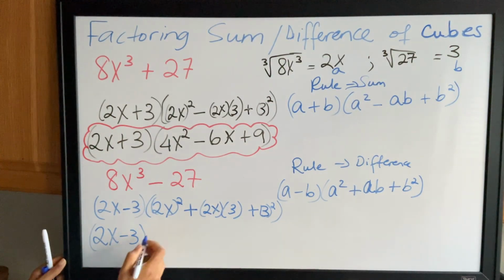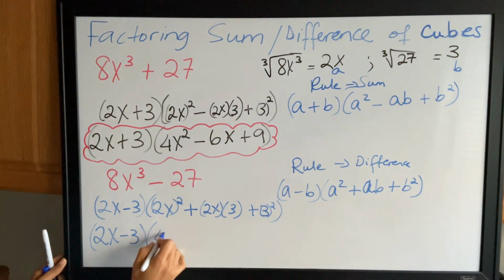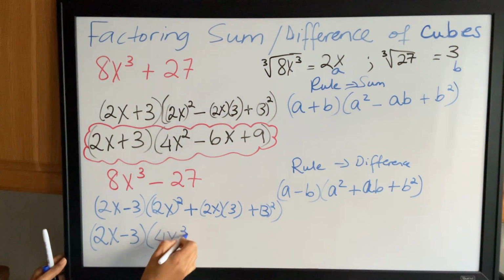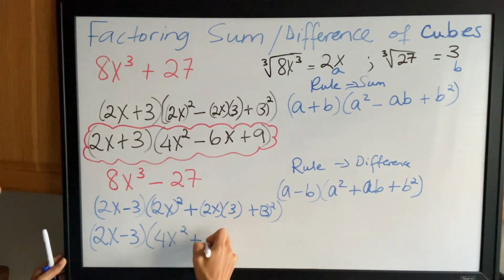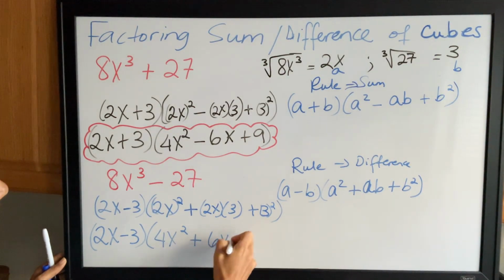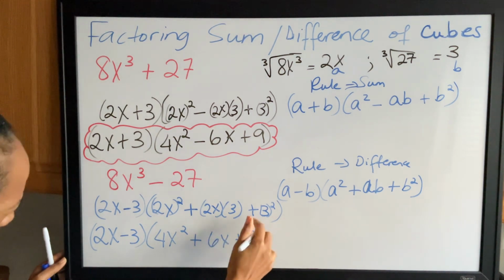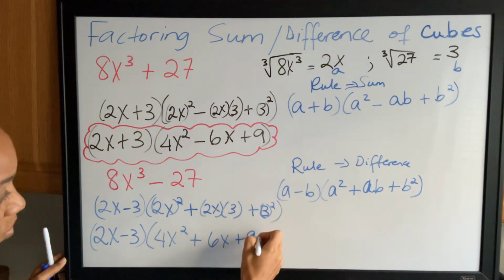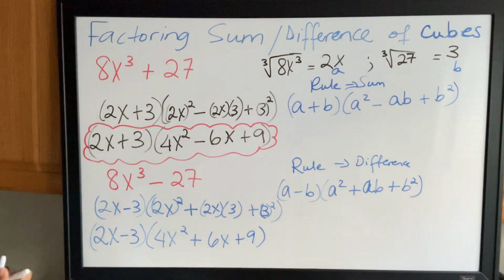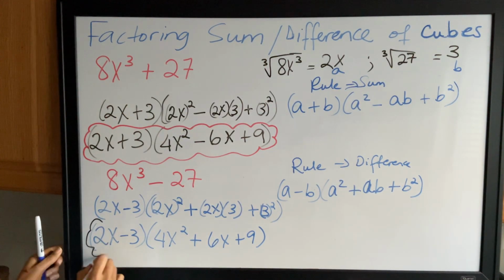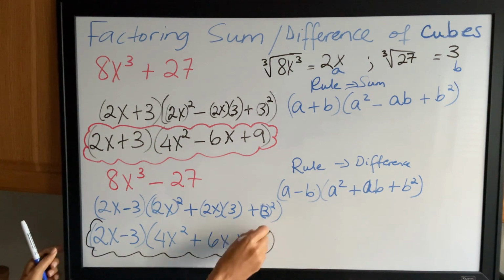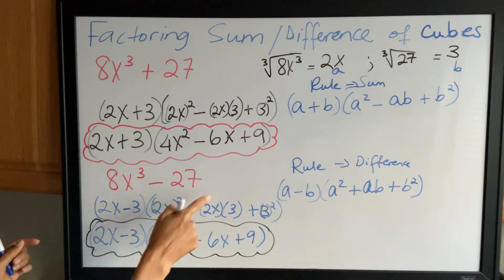That's for the binomial. And then for the trinomial, you're going to have 4x to the second power plus, changing the sign again, 6x, and this is going to be plus 9. All right, this is a parentheses around it, plus 9. And that is your answer for the difference of cubes. All right, so this is the difference of cubes.